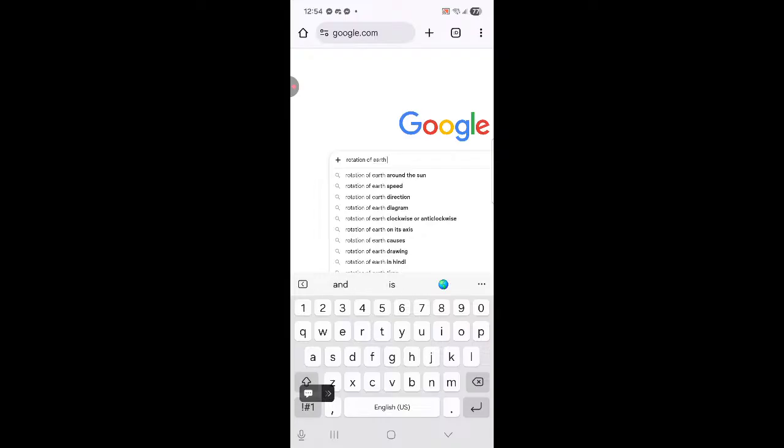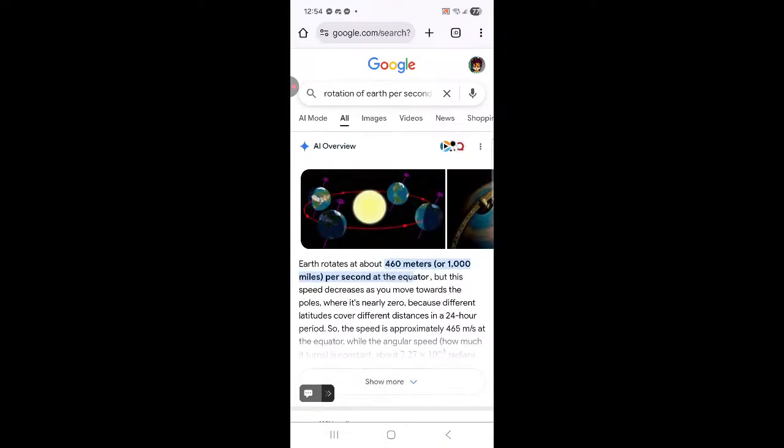In seconds, per second. Rotates at about 460 meters, or 1,000 miles per second around the equator.